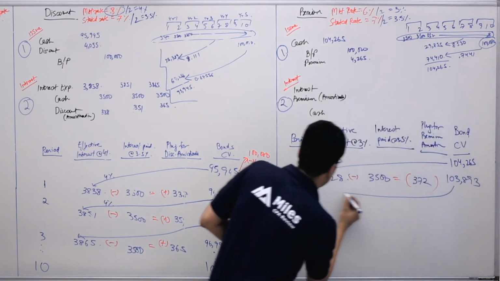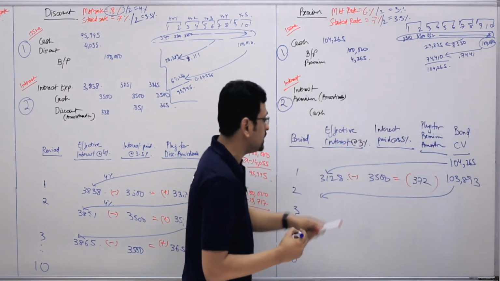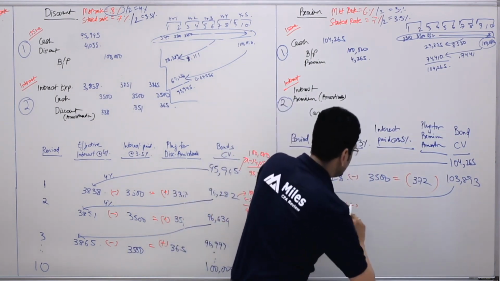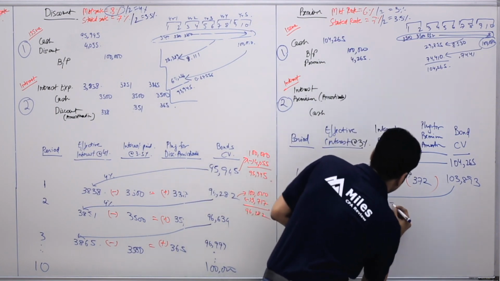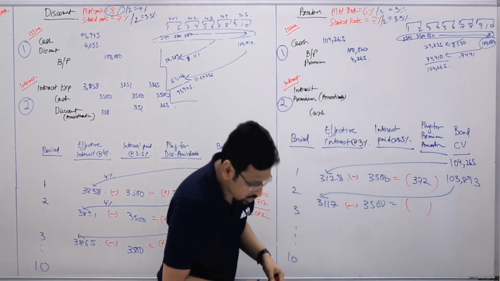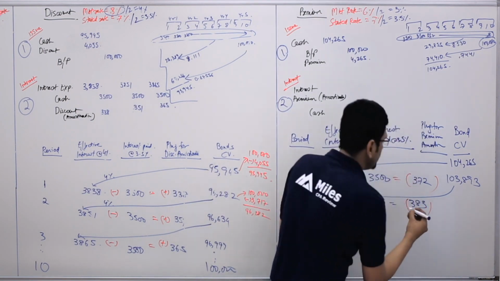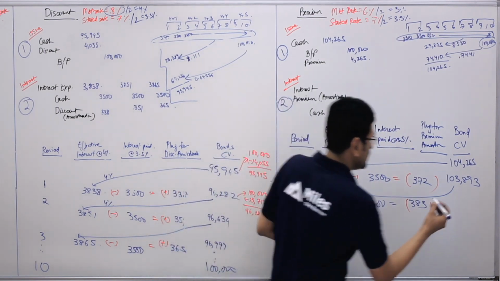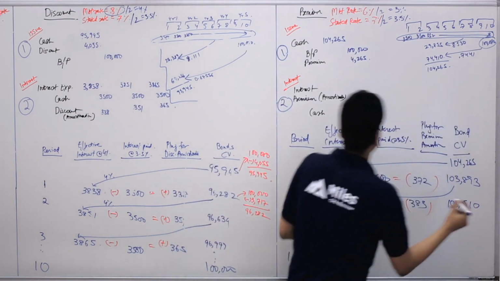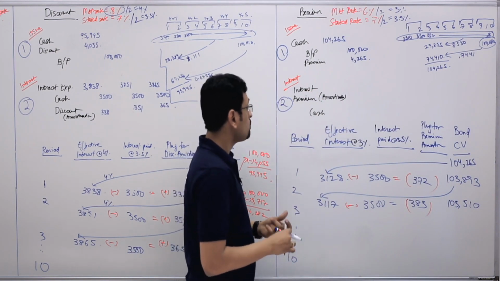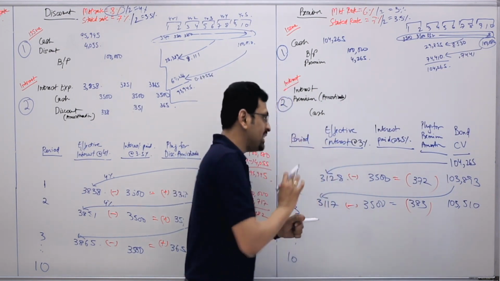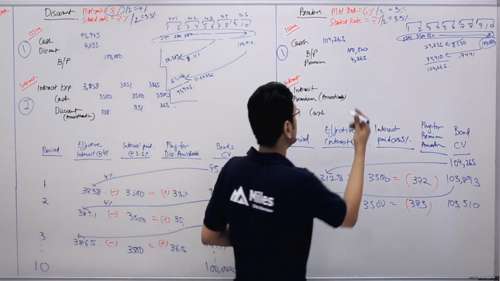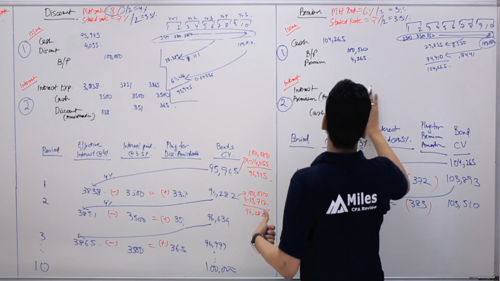Again, 103,893 into effective interest rate 3%, that gets you 3,117 minus 3,500, give you a negative number of 383. That's your premium amortization, and your carrying value after the amortization in the second period is 103,510. So guys, look at the journal entries here. What is the cash that has gone out each period? 3,500 as per the commitment, as per the stated rate, coupon rate. 3,500 is the cash that's gone out.